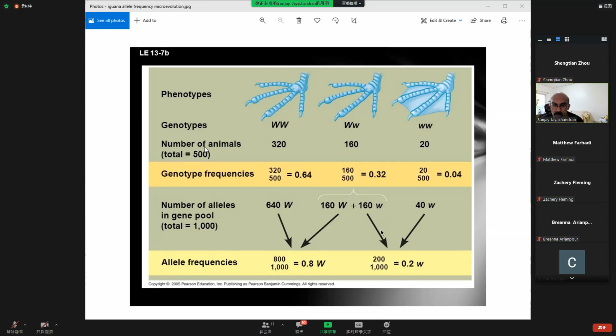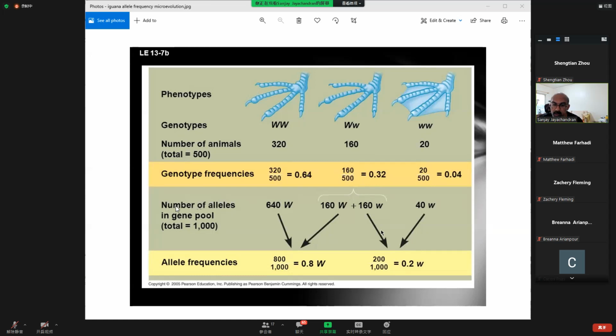Okay. So you're given that there are 500 animals on this island. 320 are big W, big Ws. 160 are big W, little Ws, and 20 other recessives. Now remember the genotype, that's the genetic makeup, letter code. You need two alleles, two letters. So 320 over 500, 64% are the big W, big Ws. 160 over 500 are the big W, little Ws, the heteros. That's 32%. And 20 over 500 or 4%, those are the little W, little Ws, recessive.